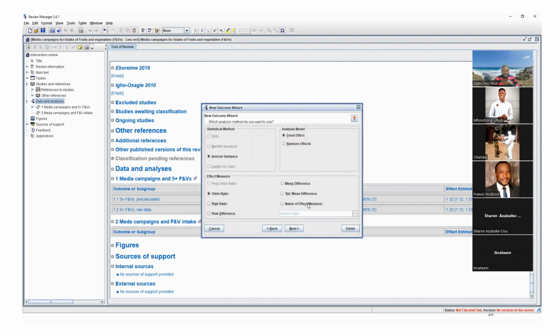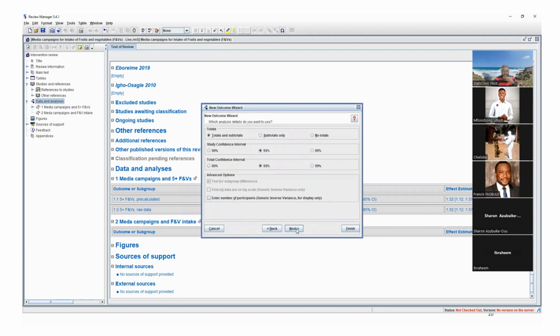At this point, you also have to pay attention because what you do changes the results. Inverse variance is the only option that you have here. You can choose either the fixed effect or the random effect. If you choose fixed effect for starters, you can choose the effect measure here, which might be the mean difference, the standardized mean difference, or risk ratio. So you choose mean difference and you click next. Here, just leave it as is: totals and subtotals, 95% confidence intervals. If you want to enter the sample size, you will click this one, but click next.